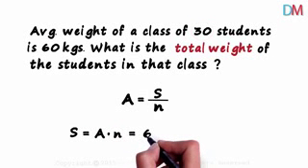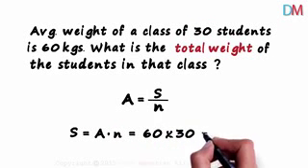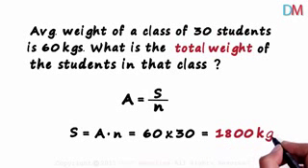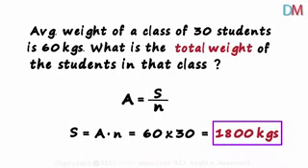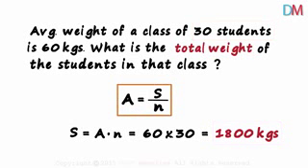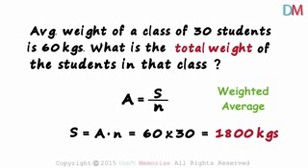This will be equal to 60 times 30. That will equal 1800 kilograms. This is the sum of the weights of all the students in this class. So with this formula, given any 2 of the quantities, we can easily find the third. And this helps us a lot in weighted average problems, which we will cover soon.